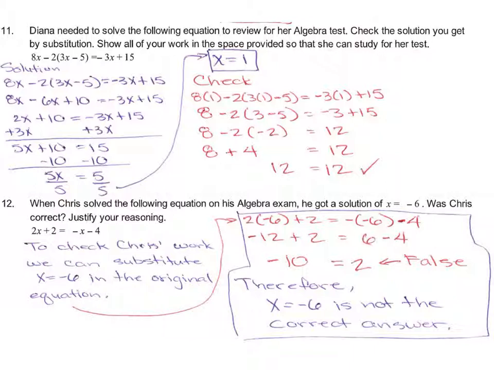Or you can take x is equal to negative 6 and substitute it in for x in the equation. If you do that, you'll end up with 2 times negative 6, which will give you negative 12, plus 2 is equal to negative of negative 6 becomes a positive 6 minus 4. You end up with negative 12 plus 2, which gives you negative 10. 6 minus 4 gives you 2. So negative 10 is not equal to 2. So this is a false statement. That means x is equal to negative 6 is not the right answer for this equation right here. So Chris got this problem wrong.